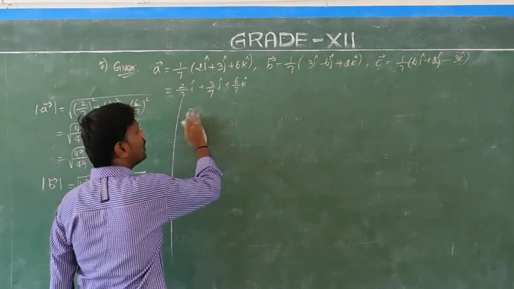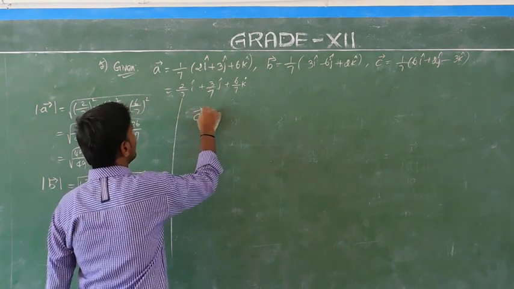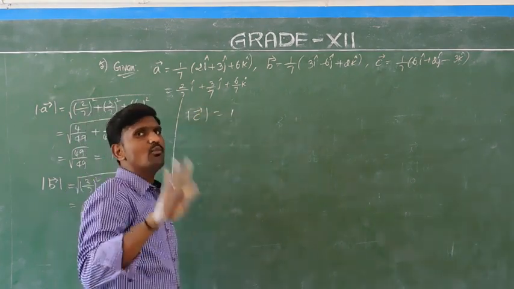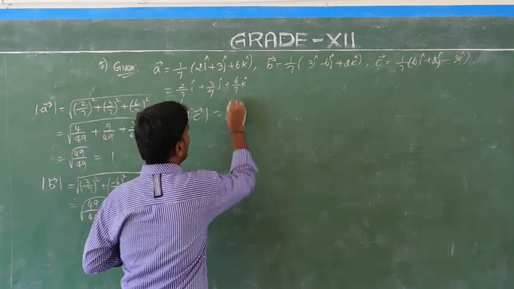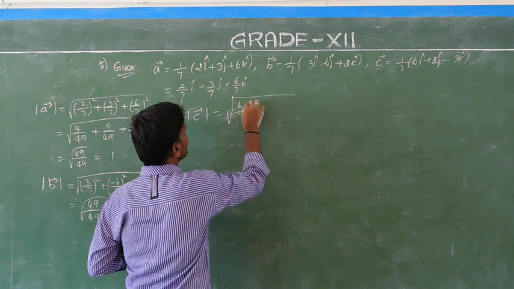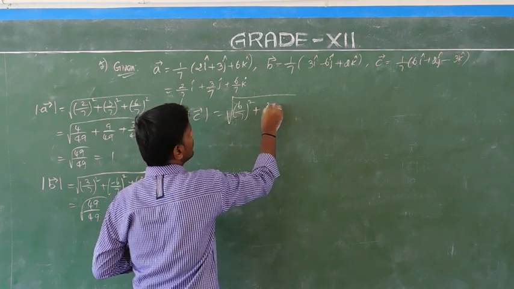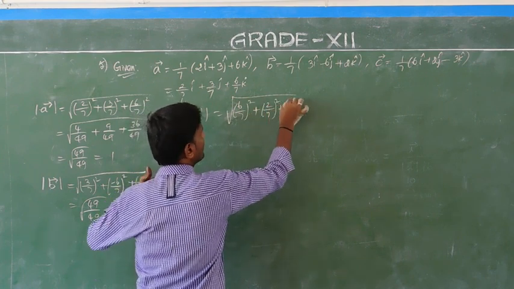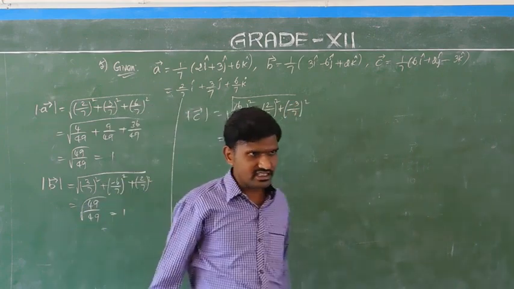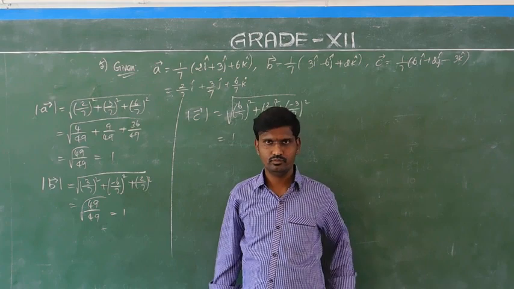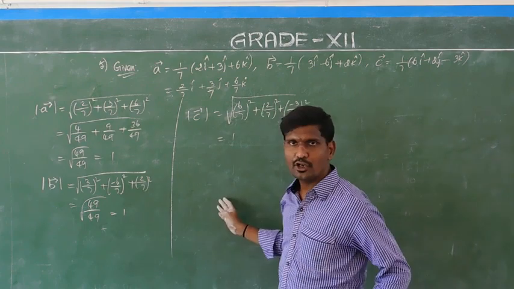So similarly you have to try yourself. Modulus of C vector is equal to, definitely it will come 1. Don't skip the step. You have to find it. Otherwise I will give you one more step. That is, 6 by 7 the whole square plus 2 by 7 the whole square plus minus 3 by 7 the whole square. So that also the answer will come to you 1. Okay. Have you understood, students?